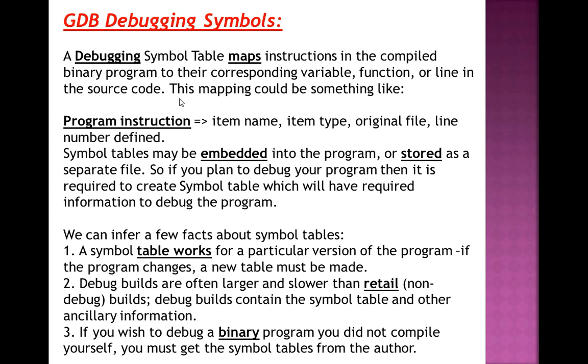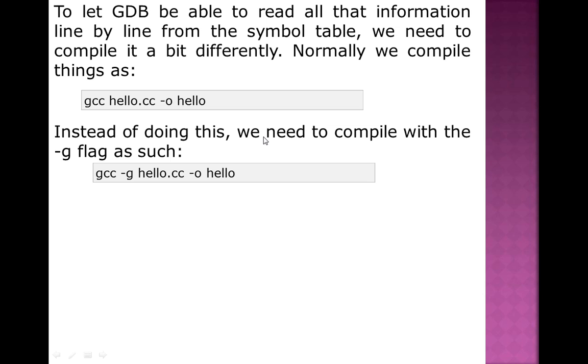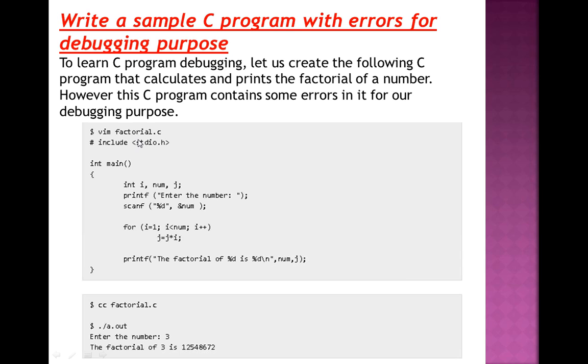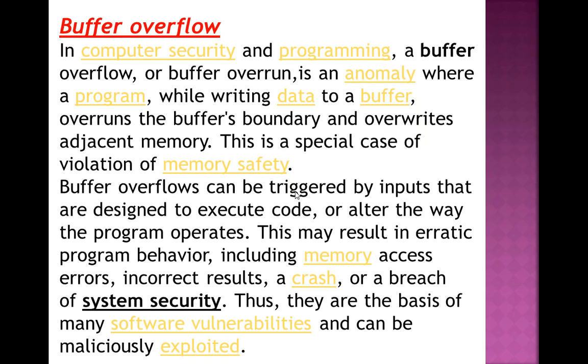Then we also discussed some GDB debugging symbols. There are multiple symbols used for comparing the instructions in the GDB debugger. These symbol tables, or debugging symbol tables, are used to map the instructions in the compiled binary program to their corresponding variable, function, or line in the source code. These are the commands used for debugging the errors. This is the example which we have discussed. Next, we discussed some GDB commands from the book.